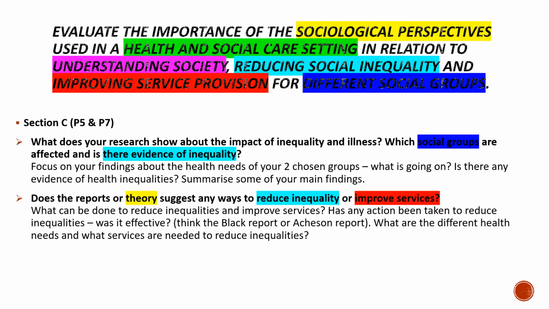Did they give guidance on how to reduce it? Was it effective guidance? Were they followed? Were they used? And the Black Report was generally ignored, despite providing suggestions on how to do it. The Aiken report was taken on board by government. So again, what does that suggest about inequality? Is it just social groups and their health, or are there wider factors to consider?